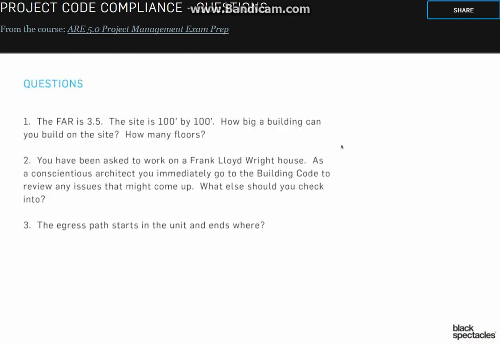Okay, let's try a few questions. The first one, the FAR is 3.5. The site is 100 by 100. How big a building can you build on the site, and how many floors is it?